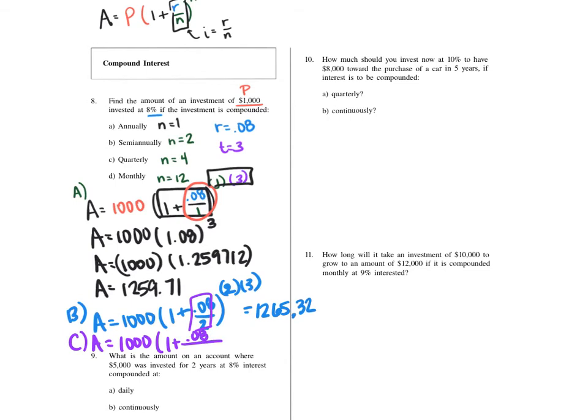If we do C, same process, except A is equal to 1,000 times 1 plus, again, 0.08. But this time I'm compounding quarterly, so I'll divide by 4. And that means I'm going to have 4 compounds in a year, so I have 3 years, so that's 4 times 3, which is 12.